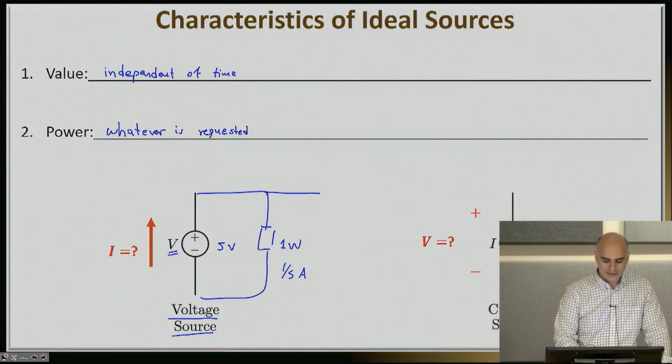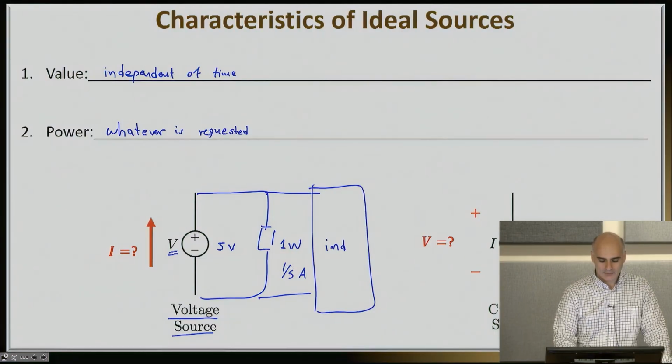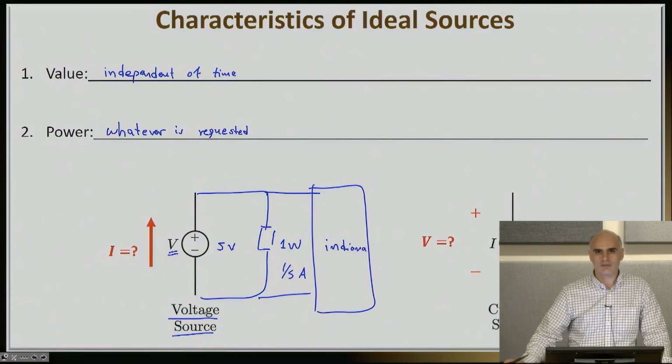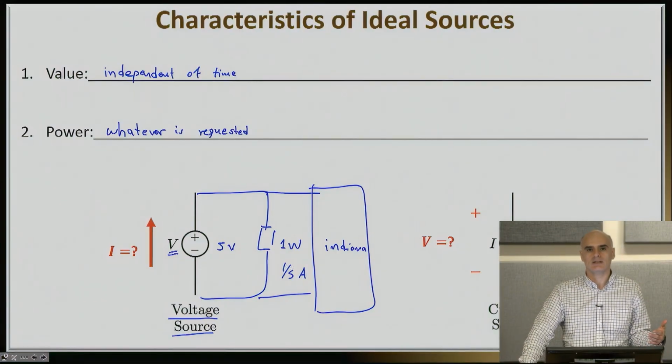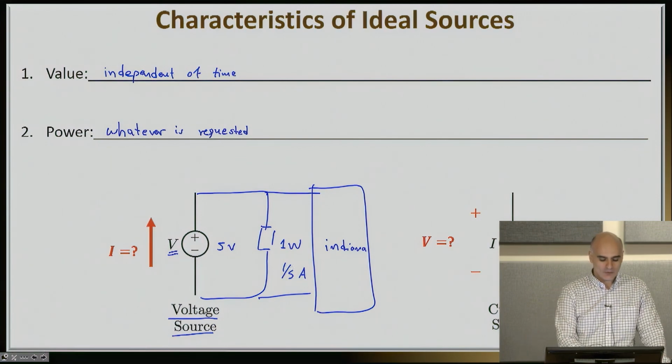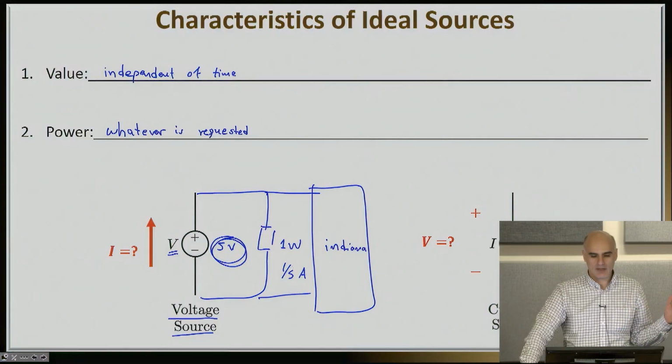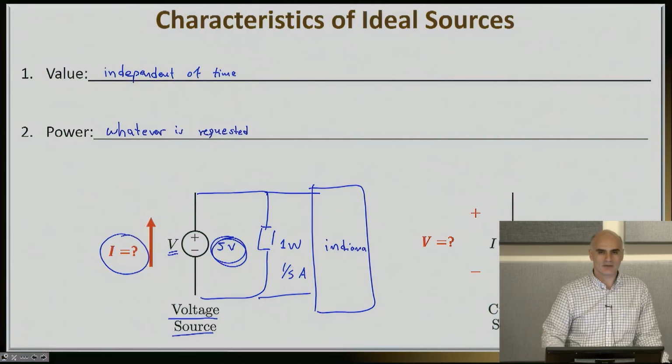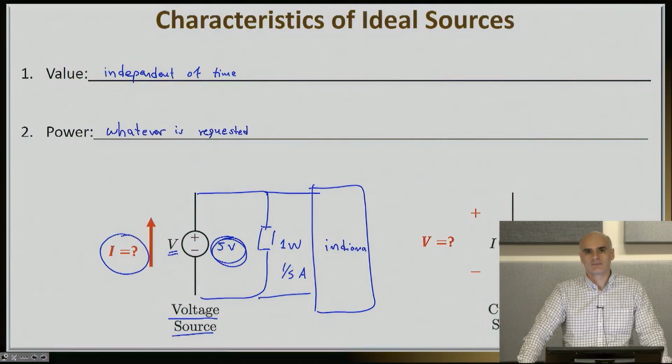However, if you connect here the entire state of Indiana, and this is not an accurate map, then clearly you're going to basically draw as much current as needed to power everything in the state. That would be an ideal voltage source. An ideal voltage source will have a constant voltage no matter what. No matter what you connect to it, the voltage is always 5 volts, but the current will basically depend on whatever is requested by the load.